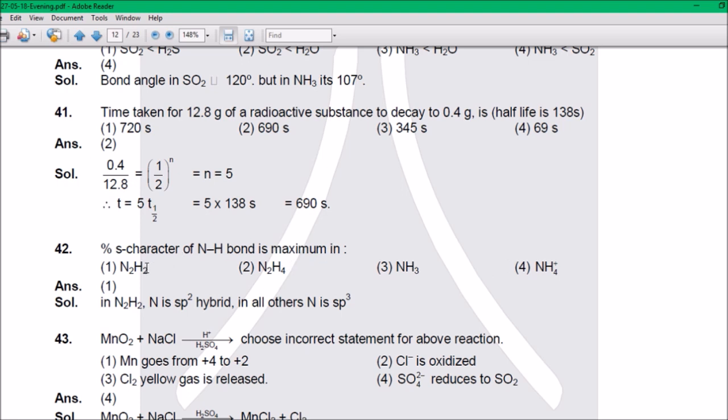Hydrogen, both atoms have only one orbital, that is called s. Okay. And here N2 is there, but hydrogen is 4. So the N-H bond s character is maximum. The answer is N is sp2 hybridized. In all others, N is sp3. A simple word.